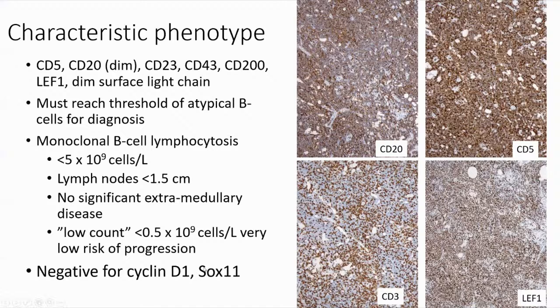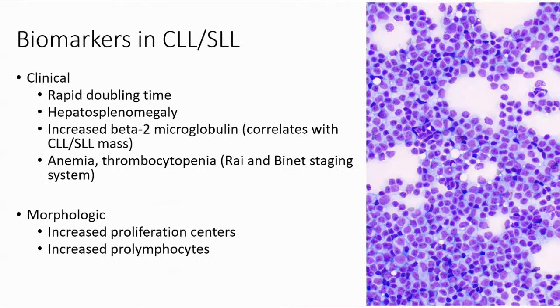And of course, it's important to note that these cells are negative for cyclin D1 to rule out a possible mantle cell lymphoma. However, these proliferation centers may show very dim cyclin D1 expression because they are proliferating, but that is usually not to the level where you'd even think about a mantle. So there's a number of clinical markers that have been developed. They're measured clinically, they're measured morphologically, and they're measured genetically.